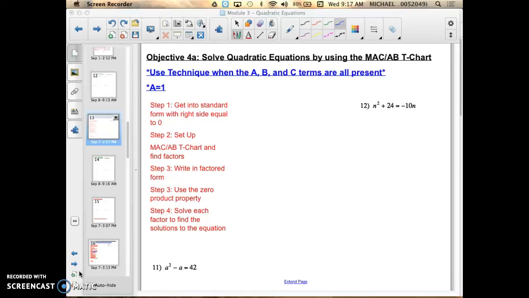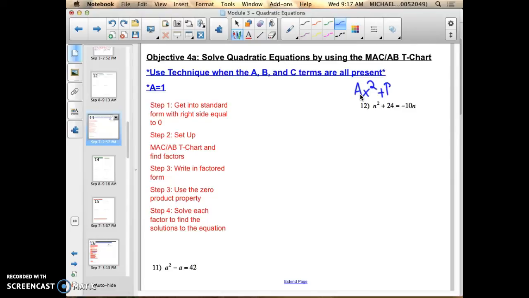Step 1 within this process is the same as the first objective. You have to get it into standard form with the right side equal to 0. Now this is a little bit different because, like I said, all the terms, the A, B, and C terms, are present. And if you remember, standard form is ax squared plus bx plus c equals 0. It's important to know the order: the A term, then the B term, then the C term. Because there will be times when you have to move a B term, like in the example I'm going to do, and times when you have to move a C term, like in the example you're going to do, and times when you have to move multiple terms. So the end goal in this step is just to put it in standard form after you move pieces around.